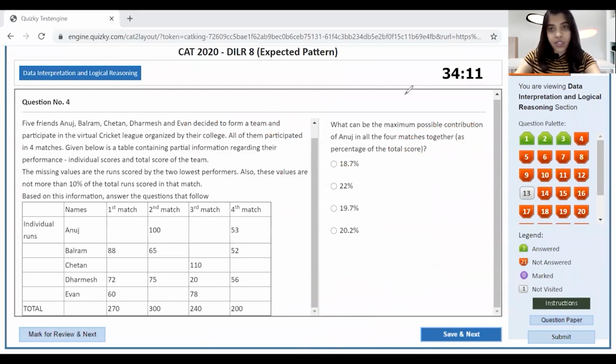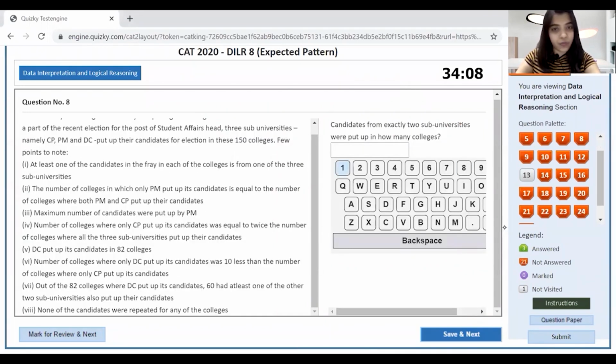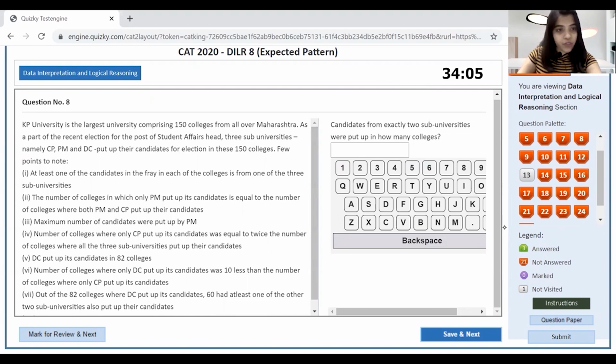Right, so this, I guess, guys, we will leave for the later stages. We can do the Venn diagram right now. So 150 colleges, fine. There are 3 different universities, sub-universities. Let's create a Venn here. This is CP, PM, and DC, right? A, B, C, this is D, this is E, this is F, assume this is O, right? So what are they giving us? At least one of the candidates into the fray of each of the colleges from one of the 3. So outside is 0. Let's just keep the space clear for now.